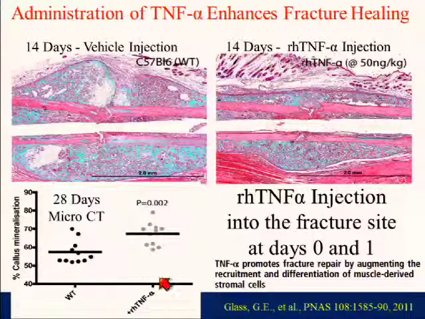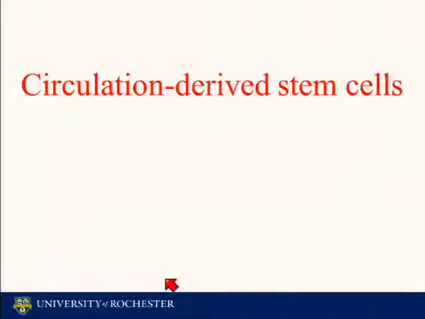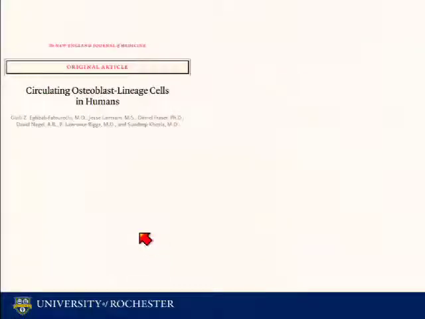Now, circulation-derived stem cells are another question that's out there, and this is an area that Sandeep Khosla has had a major impact on. And Sandeep has shown that there are circulating stem cells with osteoblastic potential.